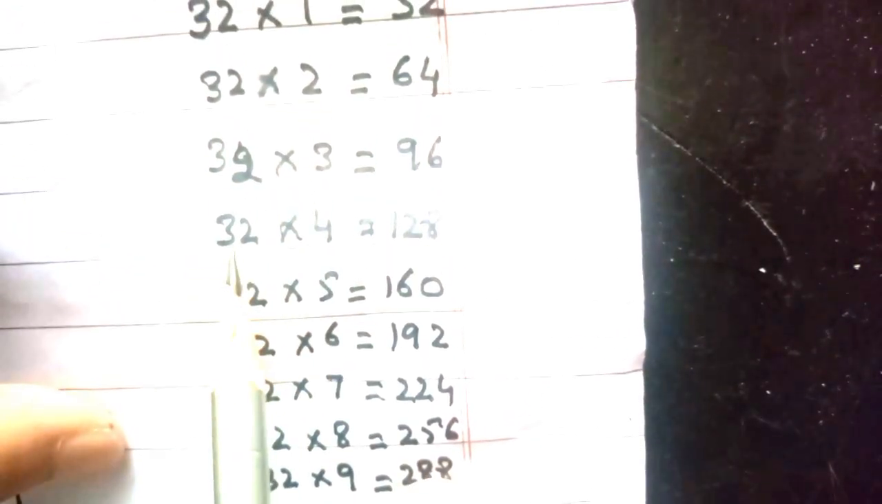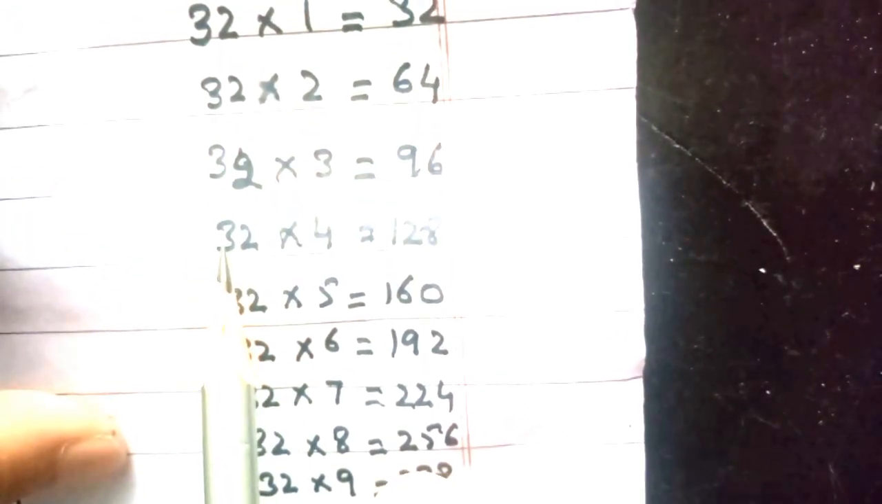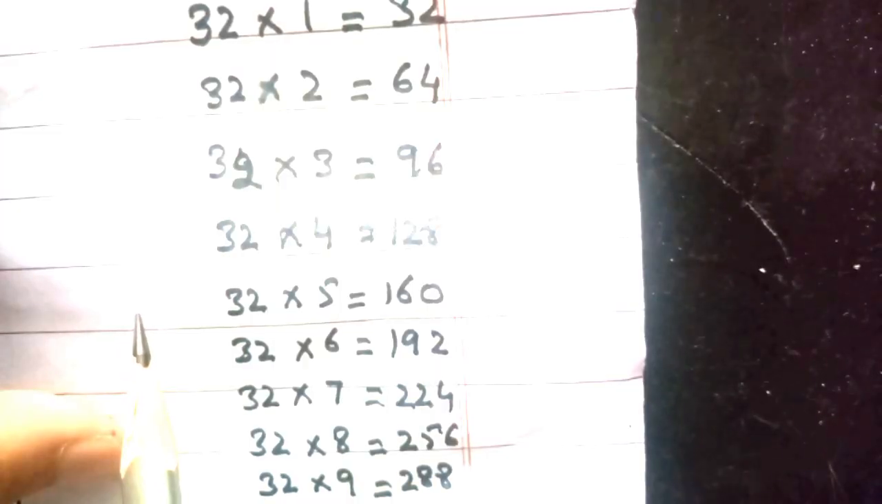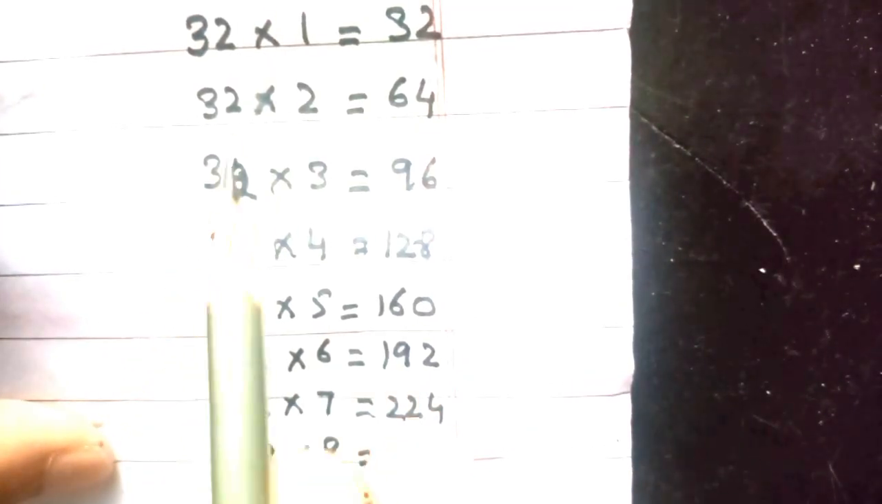The multiplication table of 32. For a good practice, repeat the table of 32.